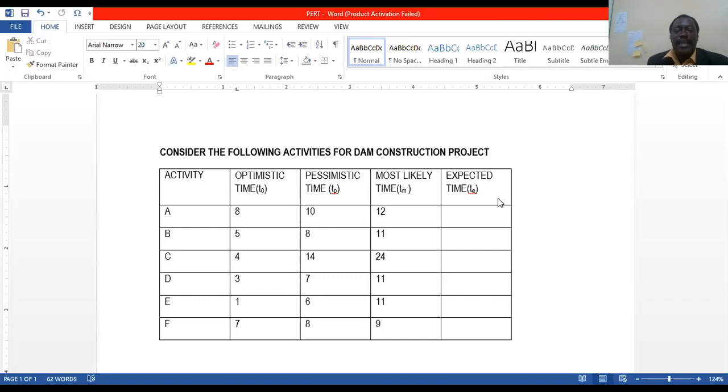So for activity A, under optimistic time, the activity can be finished in 8 days. Under pessimistic, it can be finished in 10 days. And under normal condition, 12 days. So you can now compute the expected time.